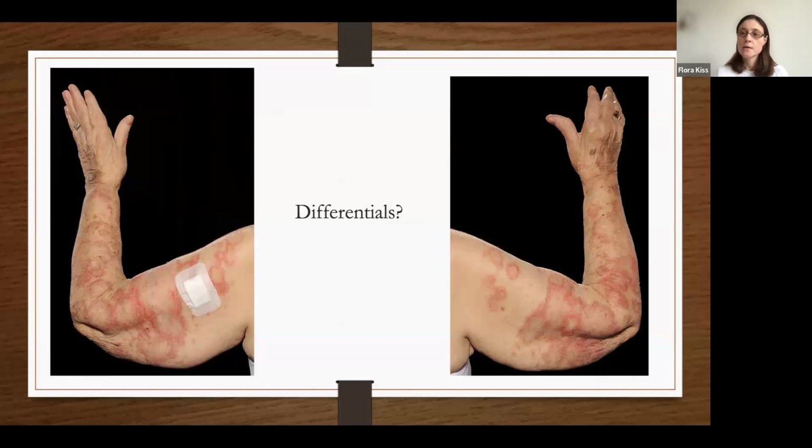Then there's subacute cutaneous lupus erythematosus, which tends to be like this, so an annular, papulosquamous, maculopapular rash affecting sun-exposed areas, such as the arms, the upper chest, and the upper back as well. And then there are the rashes associated with acute cutaneous lupus, for example, the malar butterfly rash, which is also a part.